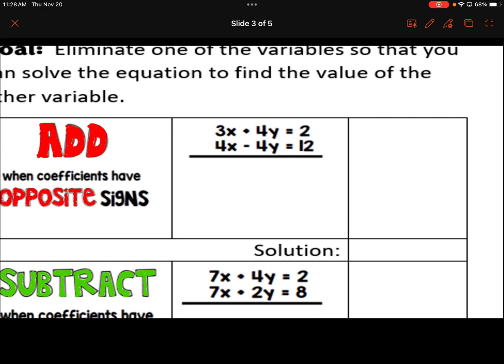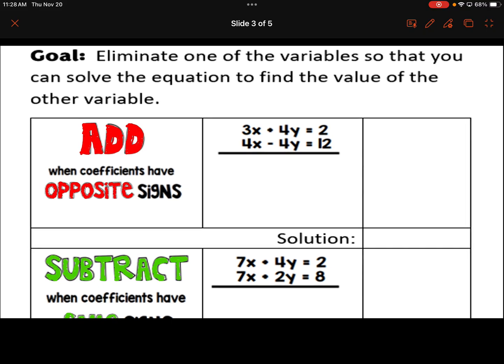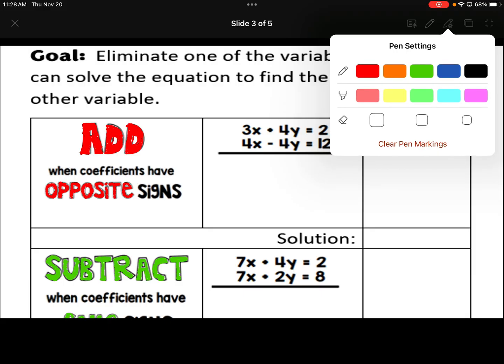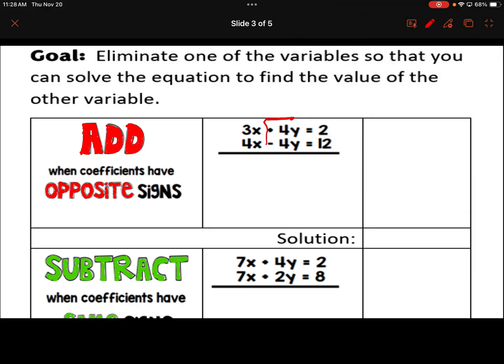So when you look at your system of equations, and you notice that one of the variables has coefficients that are opposites of each other, so one's positive 4, the other's negative 4, then this will be an example of where we would add the two equations together. So I'm going to go 3x plus 4x, and I'm going to get 7x. And a positive 4 and a negative 4 just eliminated. That was the whole point.